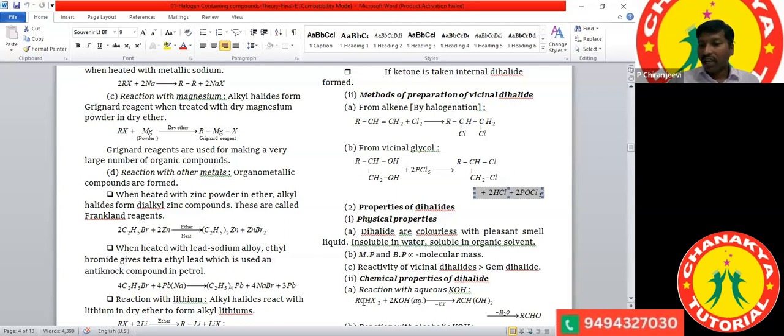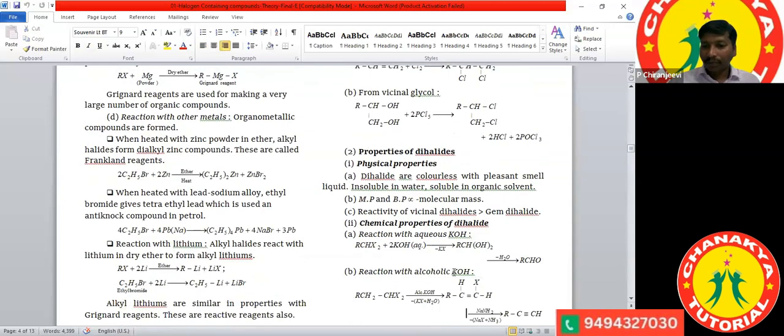Let us see. Again, from the vicinal dihalides only we are going to prepare carbonyl compounds. Next, aldehydes, ketones, carboxylic acids, one chapter is there. Do you have an idea? I don't know. Okay, so from there we are going to prepare the carbonyl compounds by using the dihalides, by using the geminal dihalides.